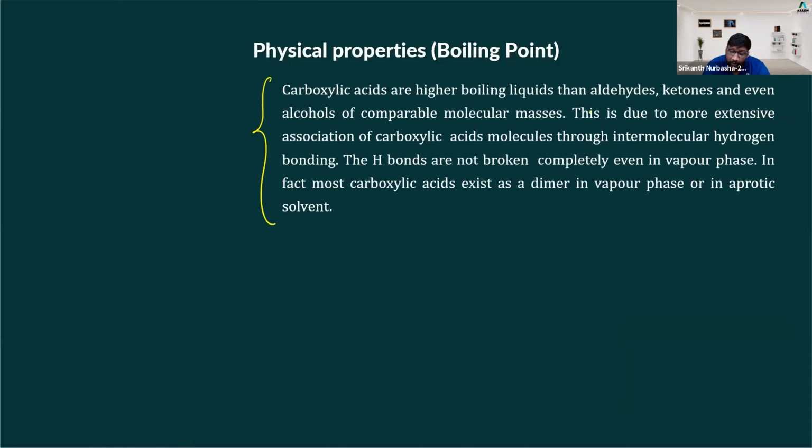Carboxylic acids are higher boiling liquids than aldehydes, ketones, and even alcohols of comparable molecular masses. This is due to more extensive association of carboxylic acid molecules through intermolecular hydrogen bonding, and they exist as dimers even in the vapor phase. That is important. Even in the vapor phase, the intermolecular force of attraction is still there. That is why they have the greatest boiling points.